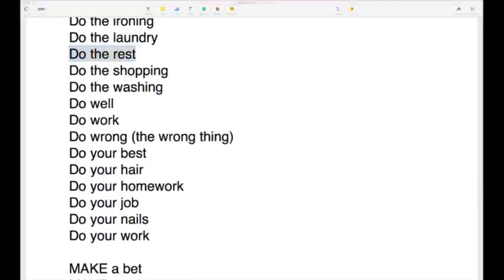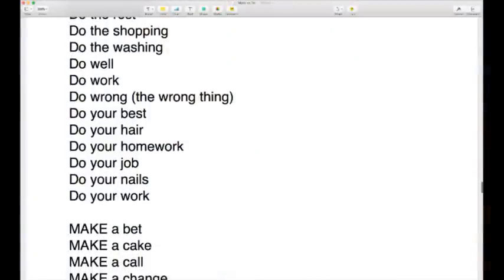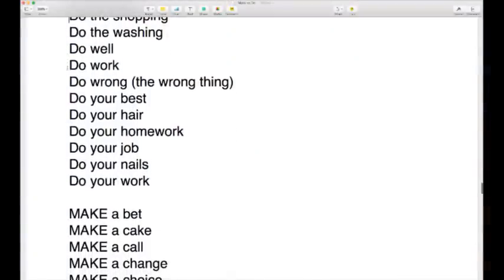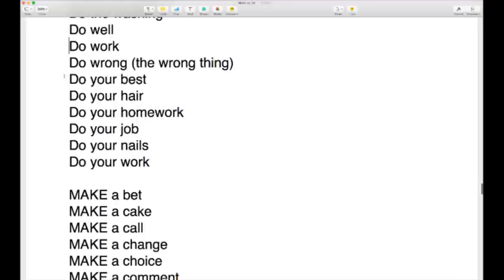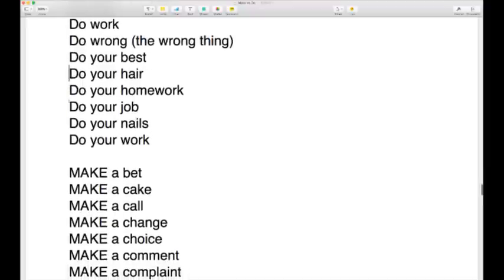So I might say to you, if you can clean the dishes that are on the side, I'll do the rest later on. So you just clean the plates and then I'll do the rest of the washing up later. I'll do the rest. Do the rest. Do the shopping. Do the washing. Do well. Do work. Do wrong or do the wrong thing. Do your best. Do your hair.